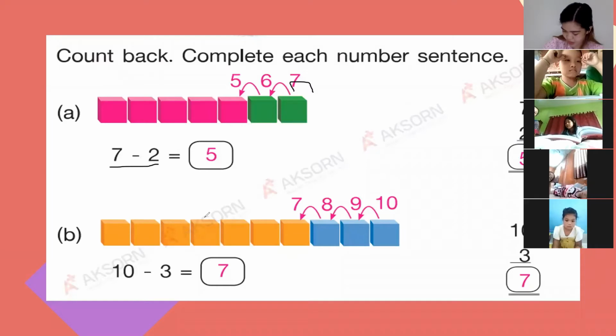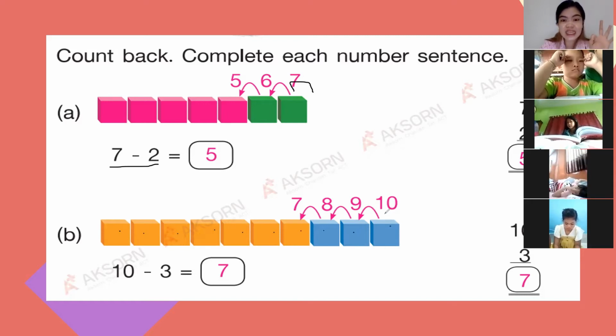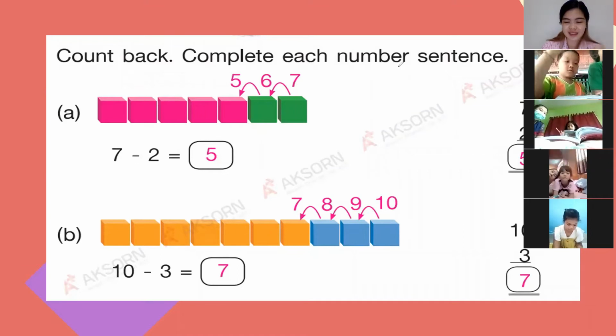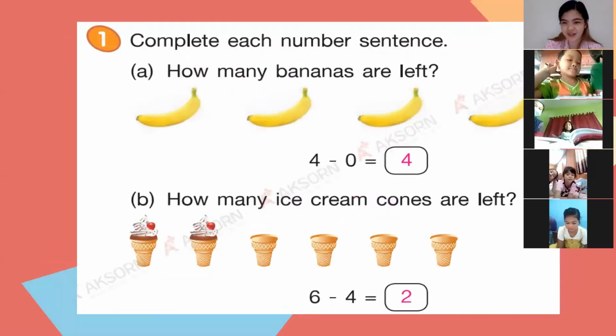And then letter B, we have 1, 2, 3, 4, 5, 6, 7, 8, 9, 10. And then he gives 3 boxes. So we will count from 10, 9, 8, and 7. So 10 minus 3, very good, is equal to 7. Okay, so is it easy? Easy. So let's go to number 1.